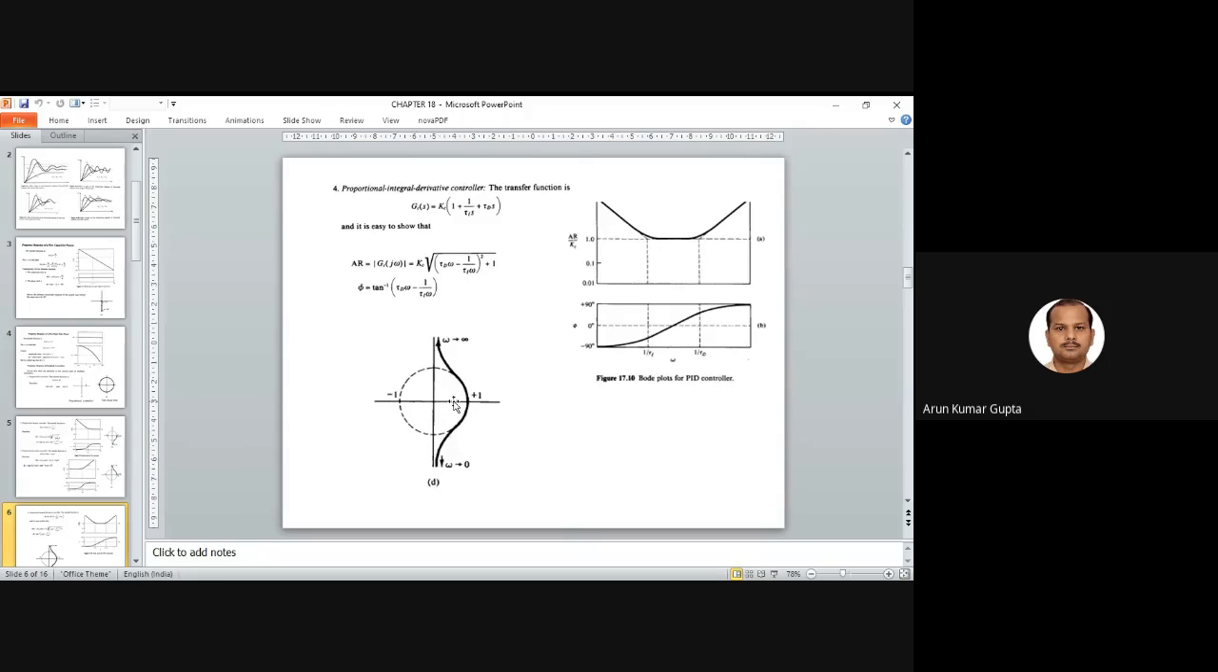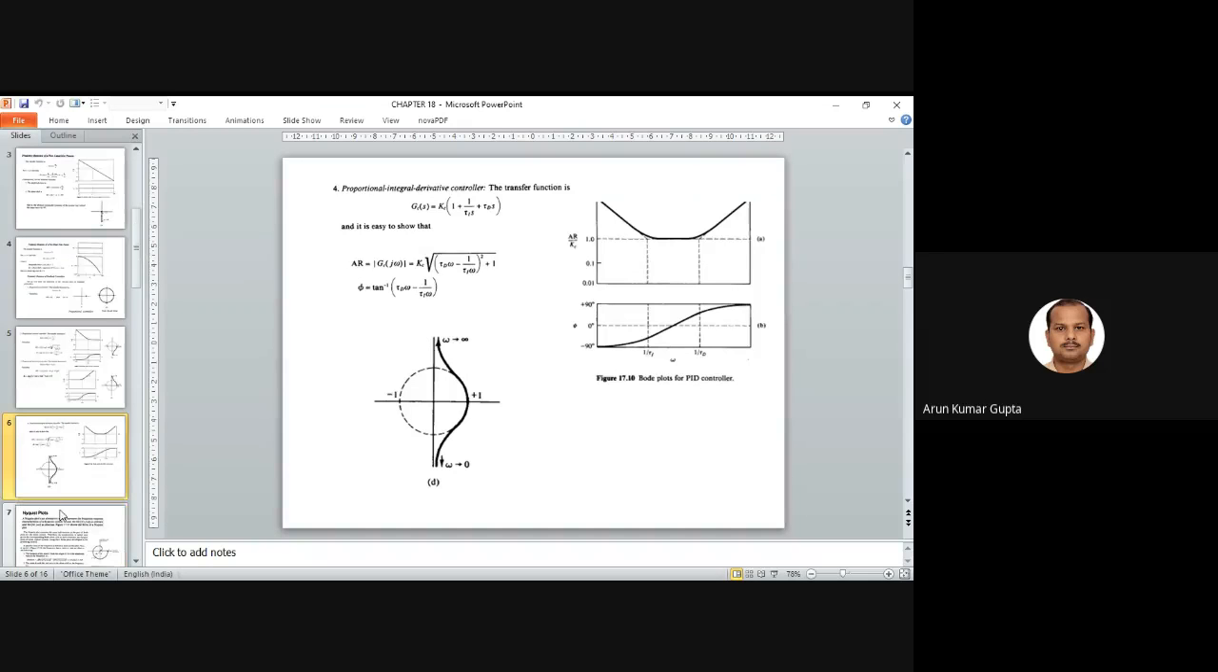It is minus 90 when omega is tending to 0, but when omega is tending to infinite it is plus 90, right? So the Nyquist plot for the PID controller is given by this, right?